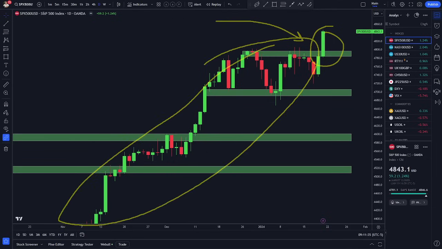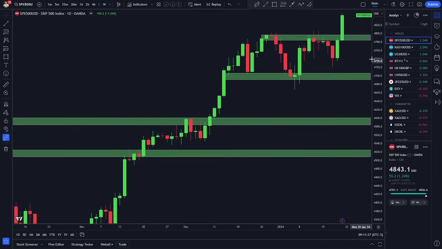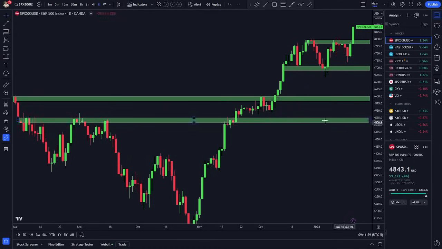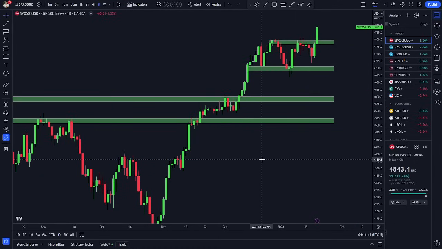I've caught the vast majority of this move, and I imagine that most traders have not caught the majority of this move. The reason I'm pointing that out is I'm not just trying to brag, I'm trying to cope a little bit, if I'm being completely honest, with the idea of missing this breakout. But again, the point is, when it comes to trading, you're not going to catch every move.